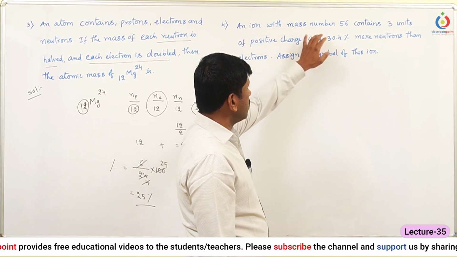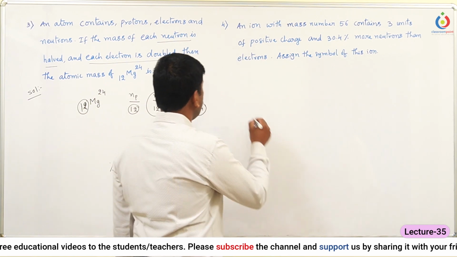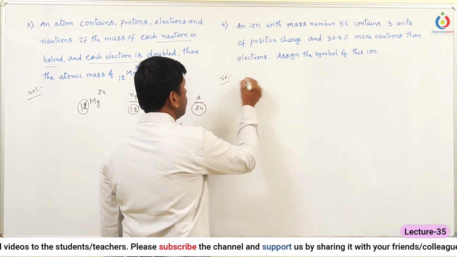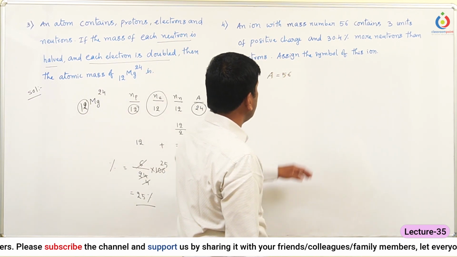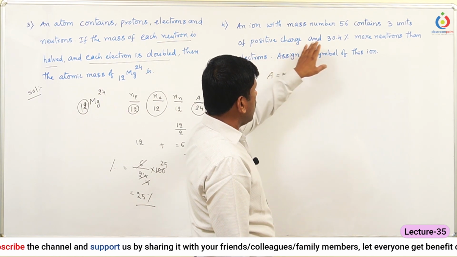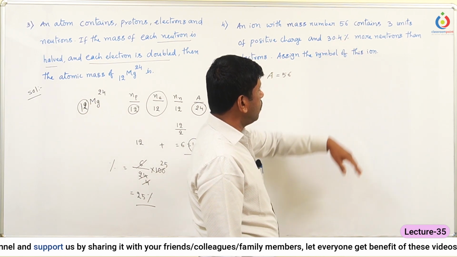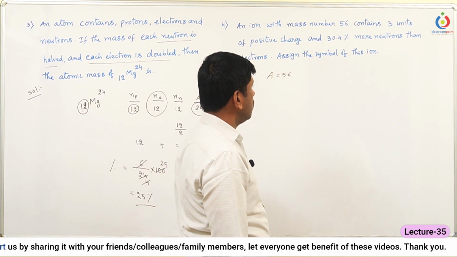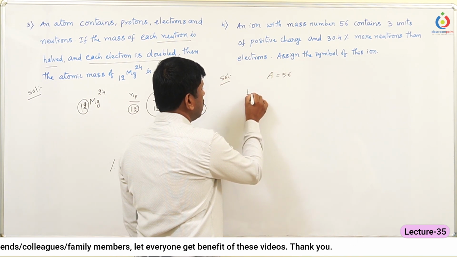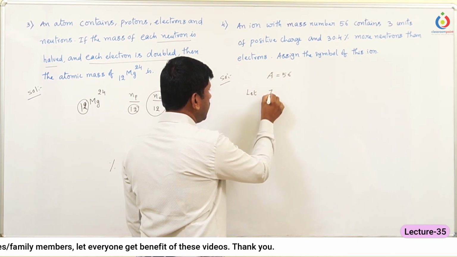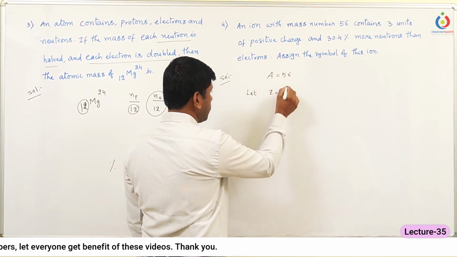An ion with mass number 56. So here, the A value is given as 56. It contains 3 units of positive charge and 30.4% more neutrons than electrons. Assign the symbol of this ion. As the number of protons is not given, let us consider Z equals X.